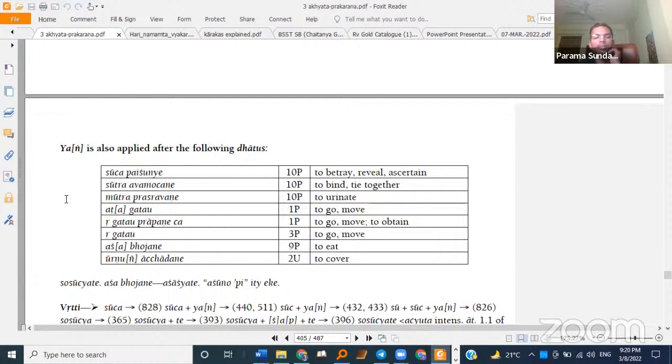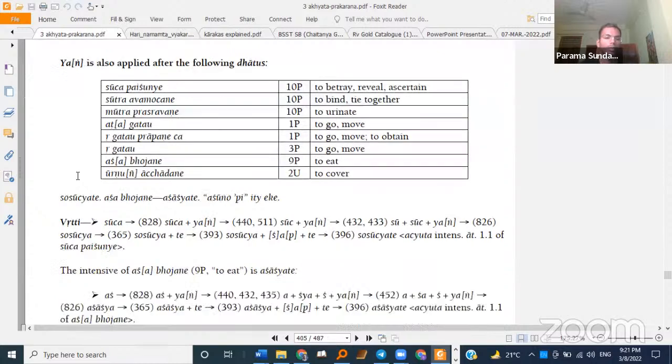Mutra prasravane. Atagatau, rigatau prapane, cha, rigatau, ashabhojane, and urnum achadane. So we apply it here also. Suchi sutri mutri ati arti asha urnotibhyascha yang. Sucha yukta yang. Aram hara ram dhatu ke.